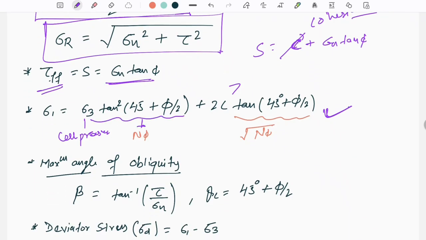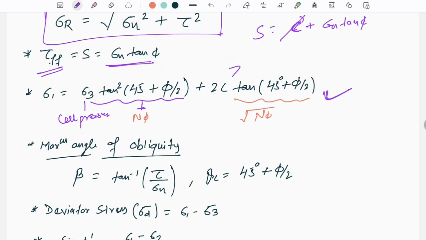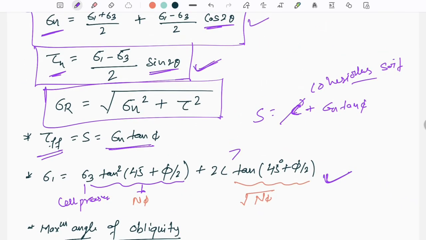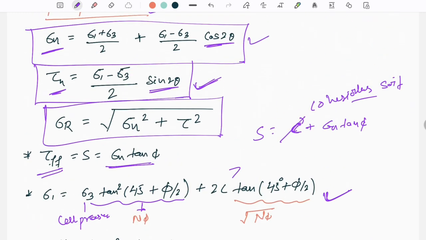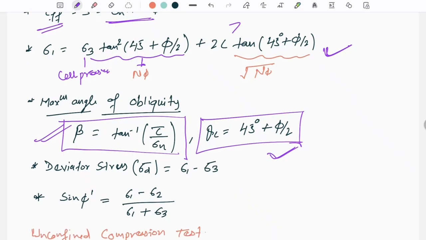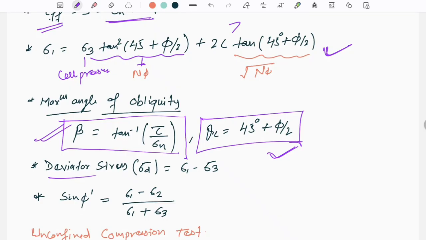Okay, next is the maximum angle of obliquity. You can directly find the maximum angle of obliquity, that is beta is equal to tan inverse of tau upon sigma n, where tau is the shear strength, I already discussed the expression, and sigma n is the normal stress. So the maximum angle of obliquity is found from this formula. Theta c is 45 plus phi by 2. This is the critical angle.